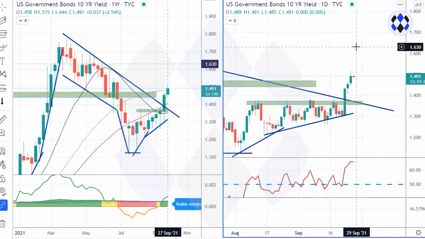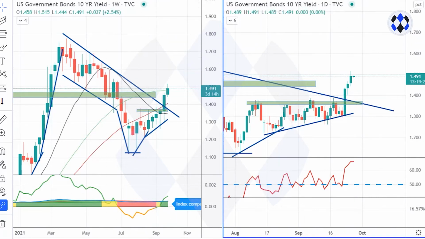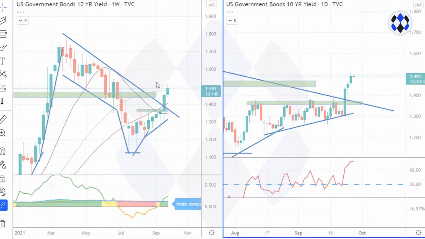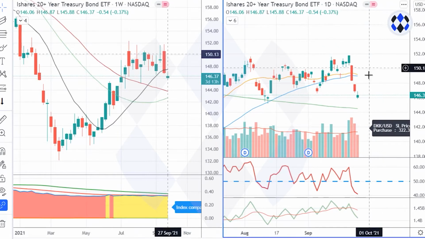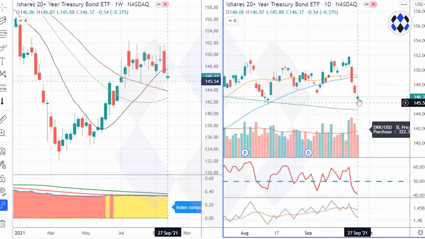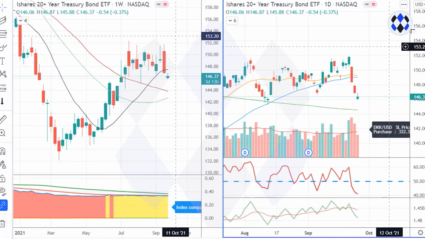And since the United States, the Fed, Powell, was out at the latest FOMC meeting and said they will start their tapering before New Year, people have been starting to sell off in the bonds. We could, for instance, take the TLT here, which is the bond ETF, and we can see that it has been dropping quite a lot the latest days. So that is also an effect of that.